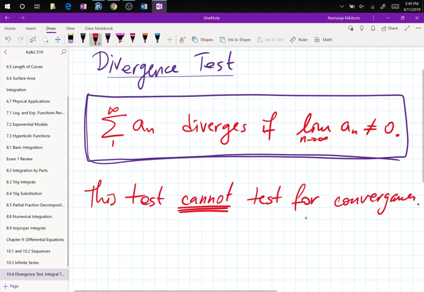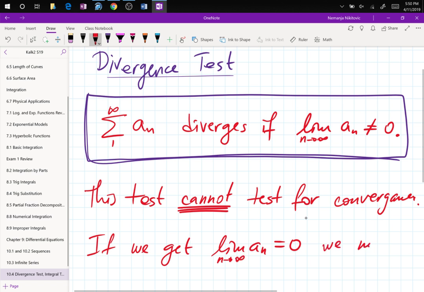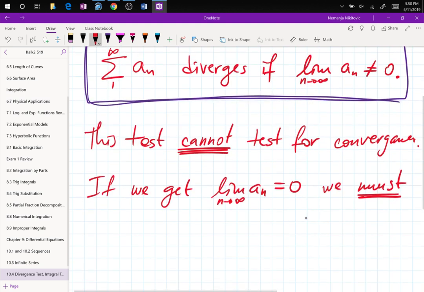You have to move to the other 9 tests if you get that the limit is equal to 0. So I'm going to write that in blood as well. If we get limit a_n equal to 0 as n goes to infinity, we must use one of the other 9 tests. That's it. If the limit is not 0, the series immediately diverges by the divergence test, and you're done. If the limit is 0, you have to use something else. This test cannot show convergence.